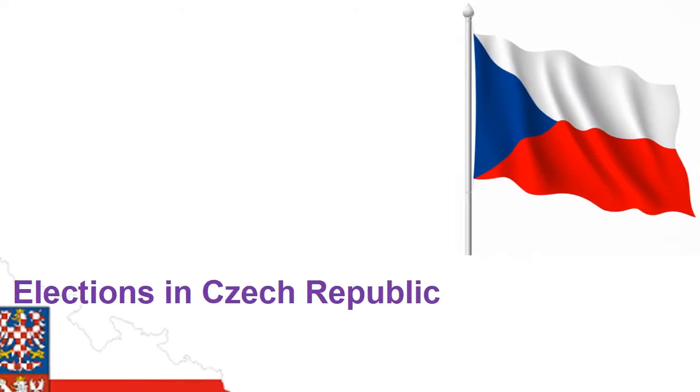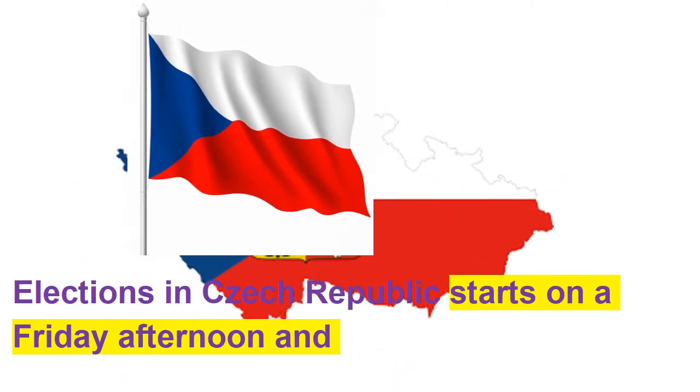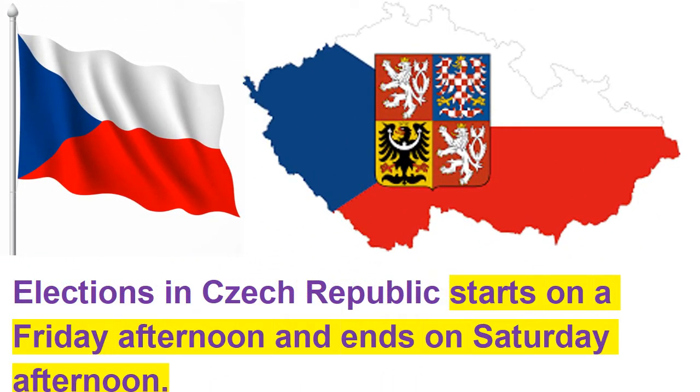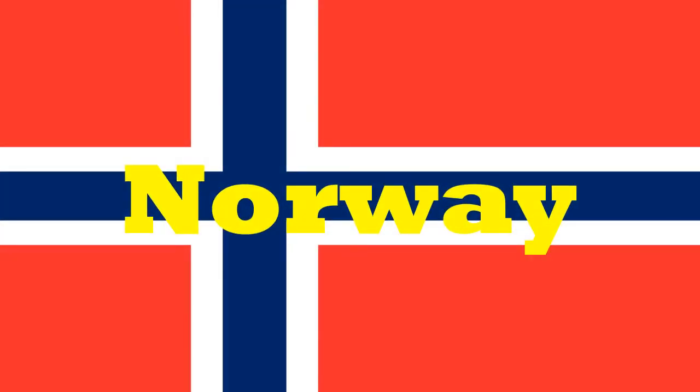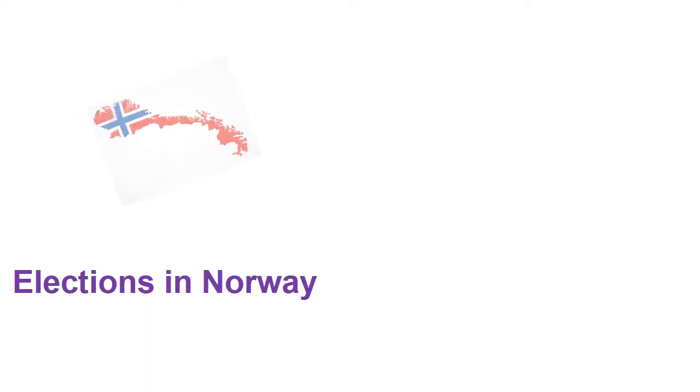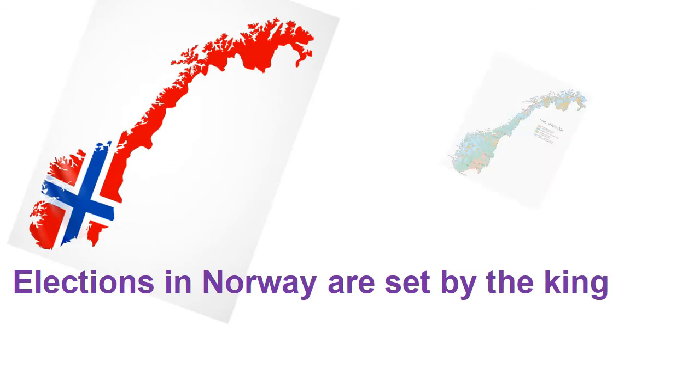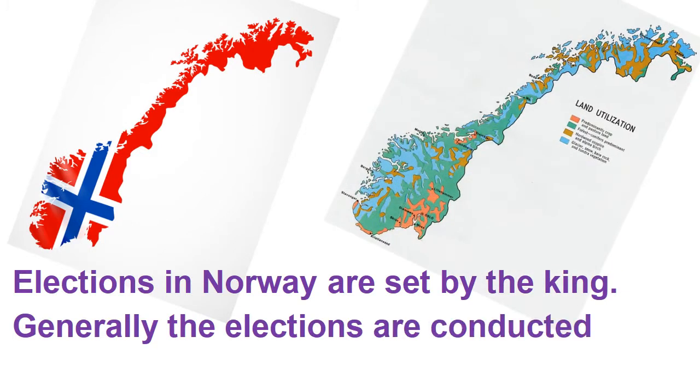Elections in Czech Republic start on a Friday afternoon and end on Saturday afternoon. Elections in Norway are set by the king. Generally, the elections are conducted on Monday.